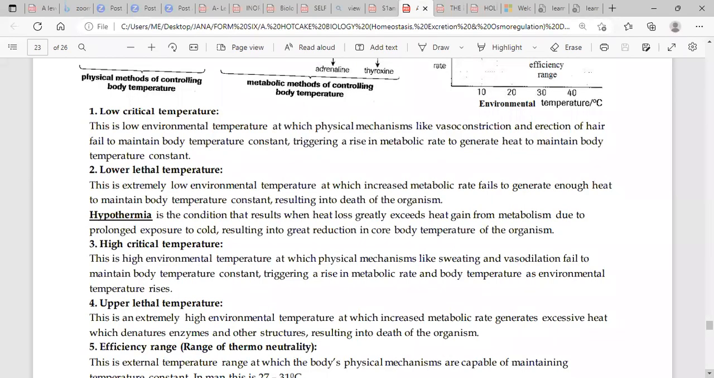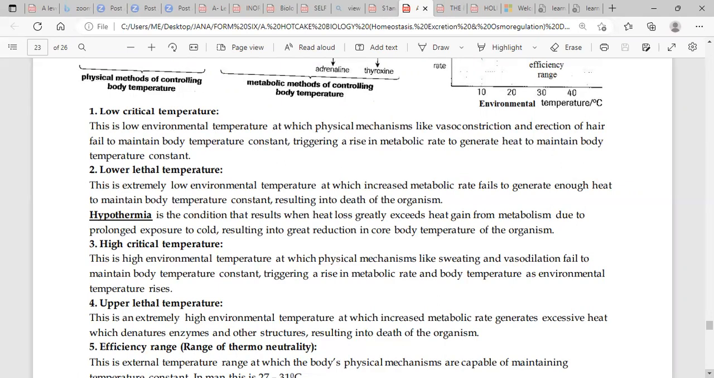But look, it fails at a high critical temperature when it is very hot and temperatures are increasing beyond the norm. So when that takes place, the increased temperature triggers a rise in metabolic rate, and the body temperature, as the environmental temperature rises, also continues to rise.